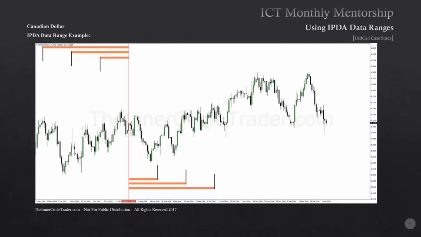One of the most powerful patterns I like to trade is the turtle soup, which is a false break above an old high and a false break below an old low.